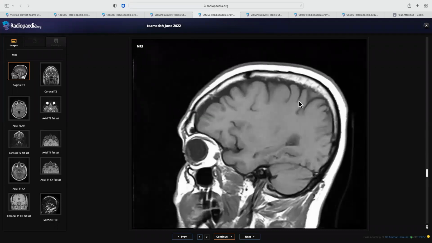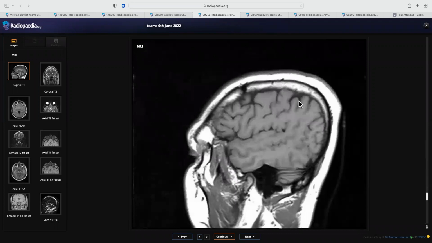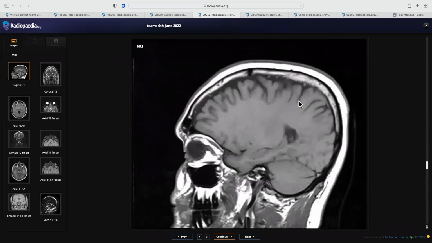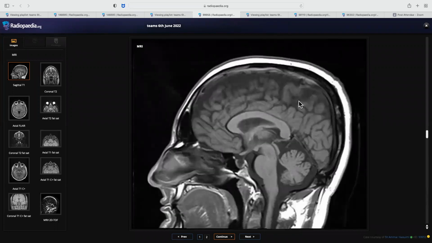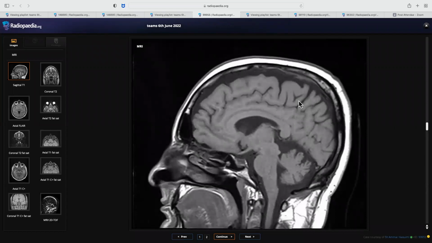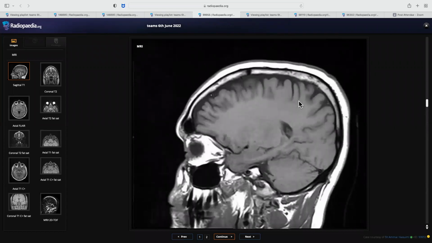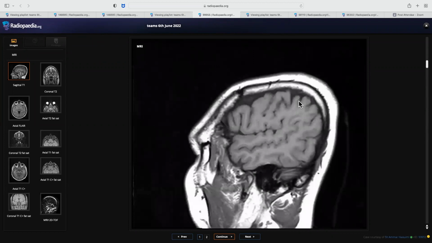So the patient presented with headache. You can see the entire set if you want. You can take the corners.